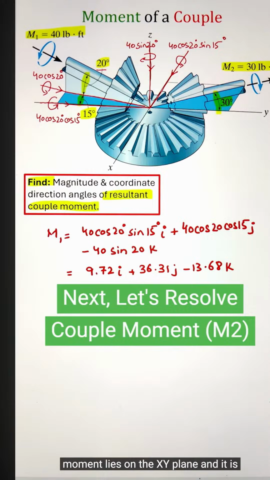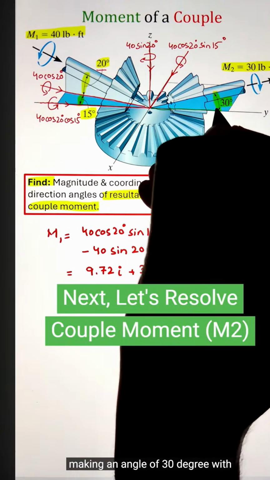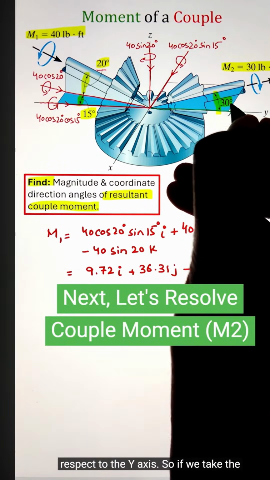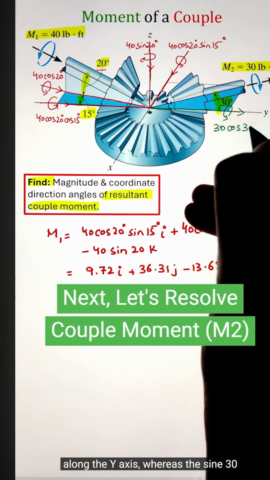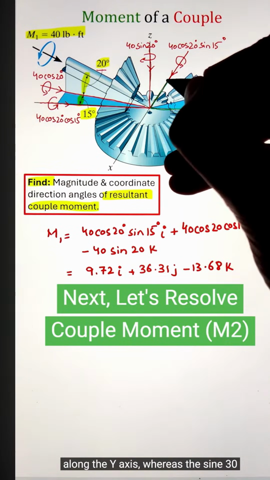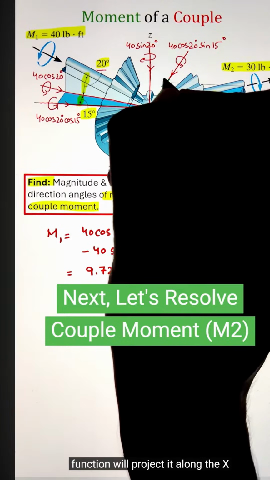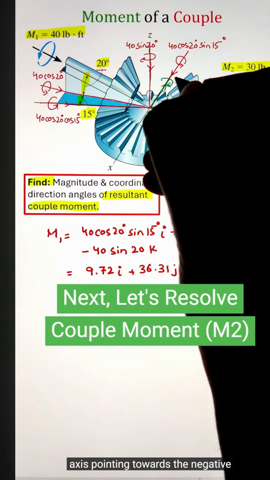Next, let's resolve our M2 moment. Here, the moment lies on the xy plane and it is making an angle of 30 degrees with respect to the y-axis. So if we take the cos 30 function, it's going to project it along the y-axis, whereas the sine 30 function will project it along the x-axis pointing towards the negative direction.